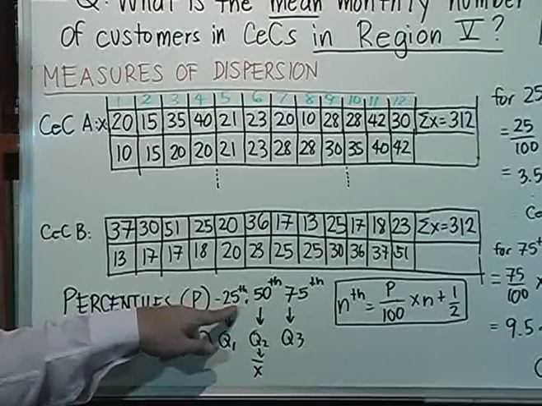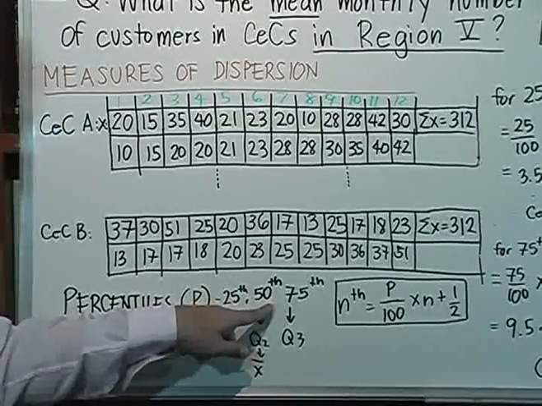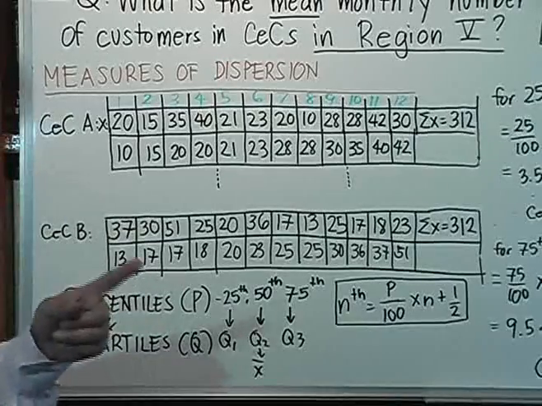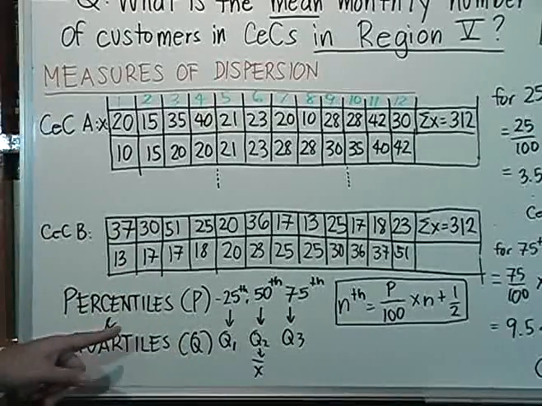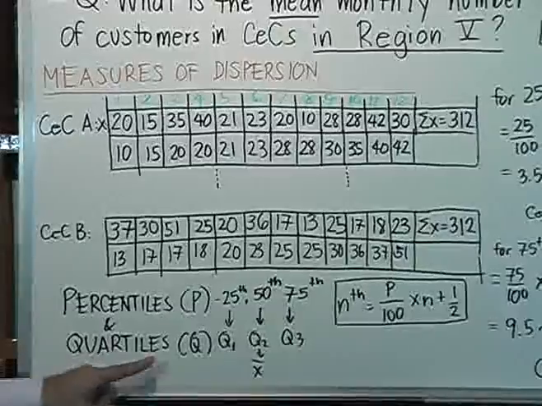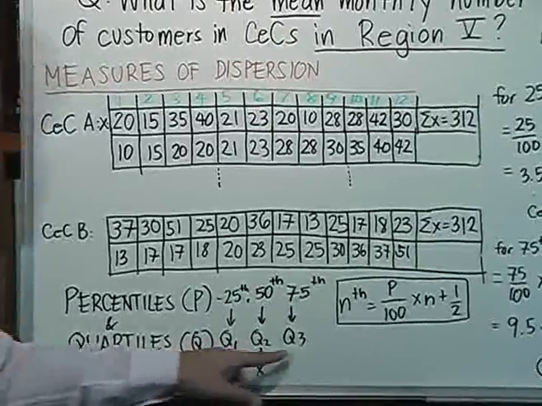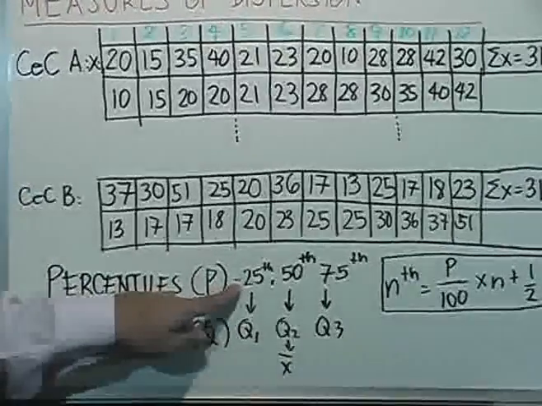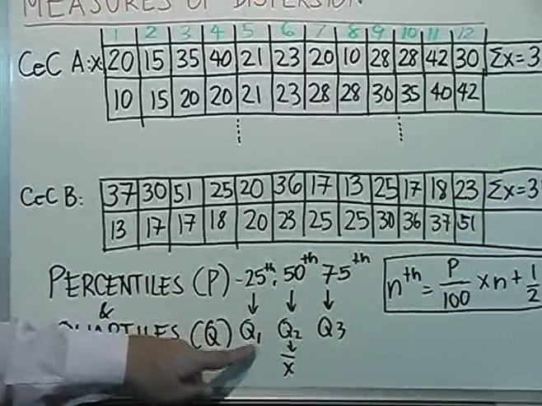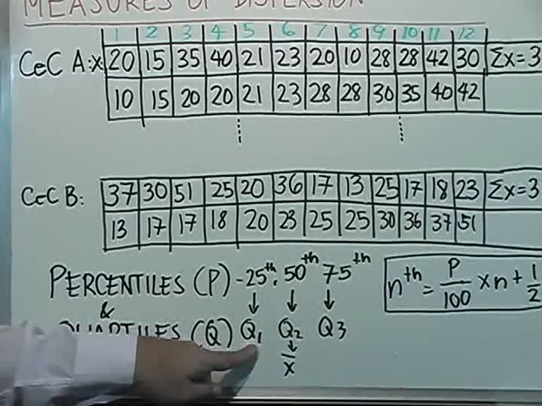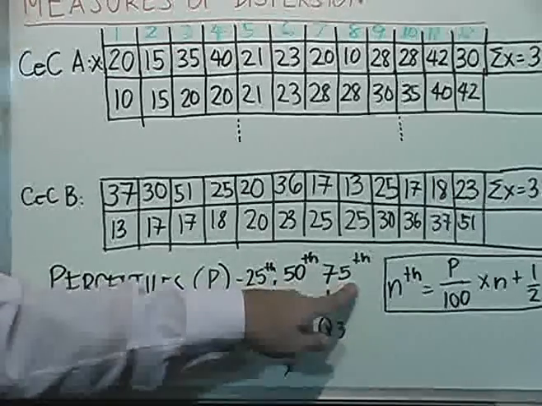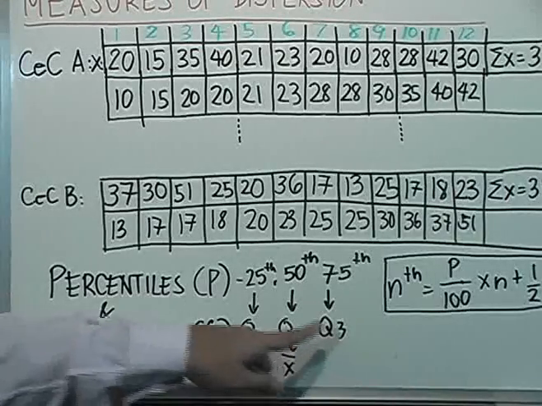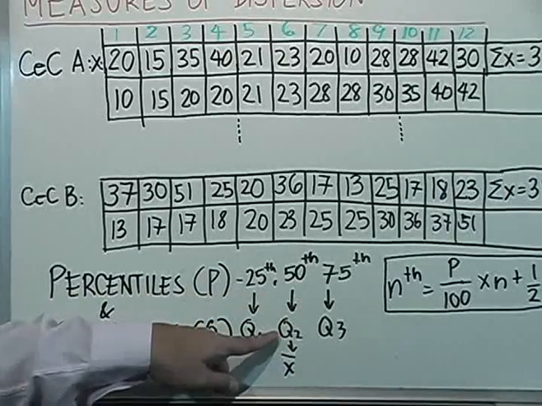So percentiles are mostly expressed as the 25th percentile, the 50th, and 75th percentiles. So these are obviously different from percents, okay? And some would also use the term quartiles, and the quartiles also correspond to the percentiles. For example, the 25th percentile is also the first quartile, okay? The 75th percentile is referred to also as the third quartile, and then the 50th is the second quartile.